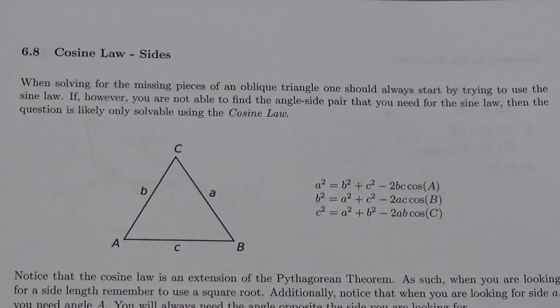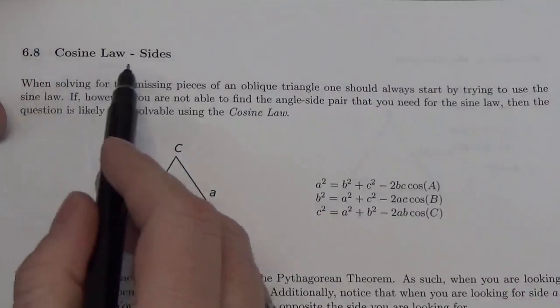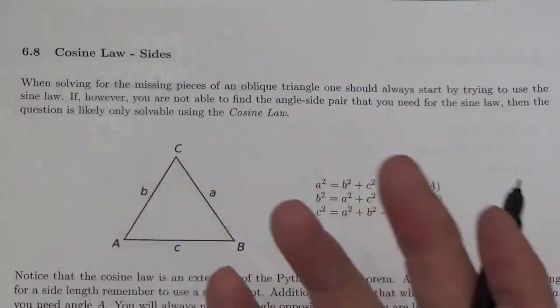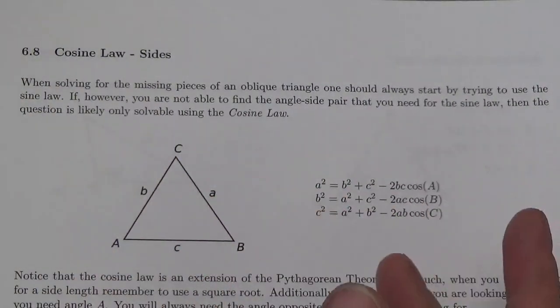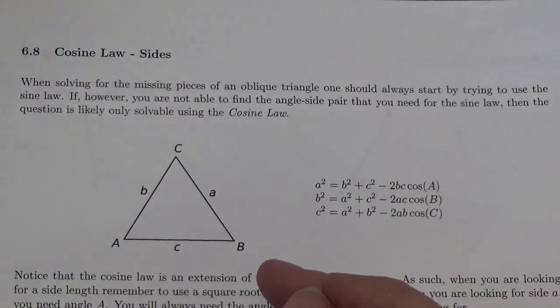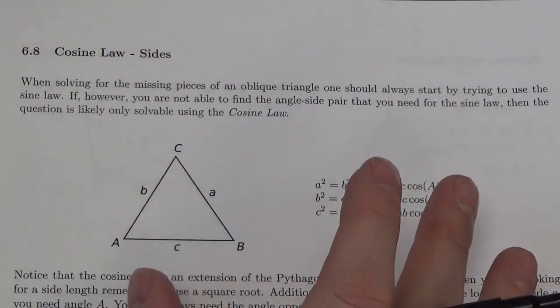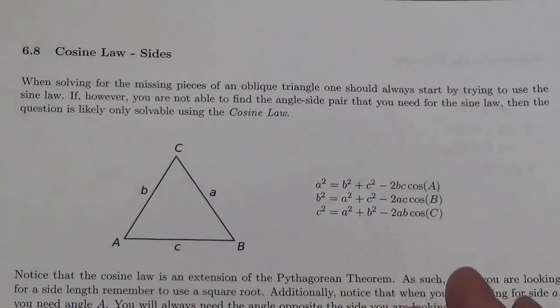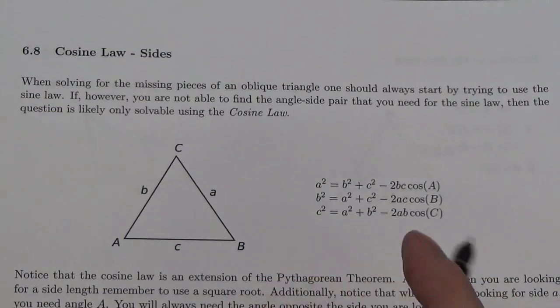Okay, hey everybody. So in this lesson, we're going to look at something called the cosine law, and we're going to use the cosine law specifically to find a side of a triangle that's missing. Now, usually at this point, because we've gone through the sine law and we look at the cosine law, the question is, is there a tangent law? And the answer is no. It's just the sine law and the cosine law.